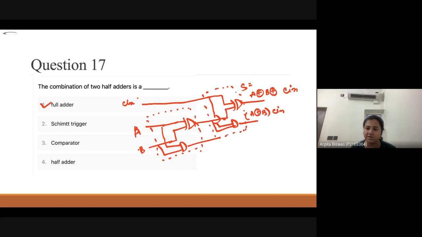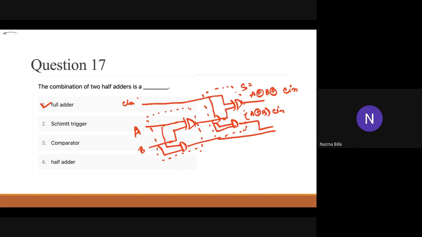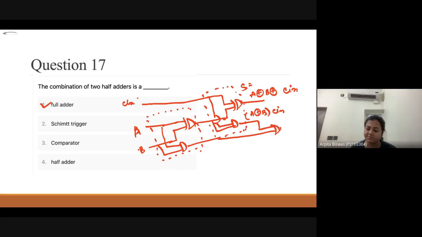And from here it is connected with which gate? OR gate, ma'am. So this is the carry output. This is OR. And what is the truth table for it?